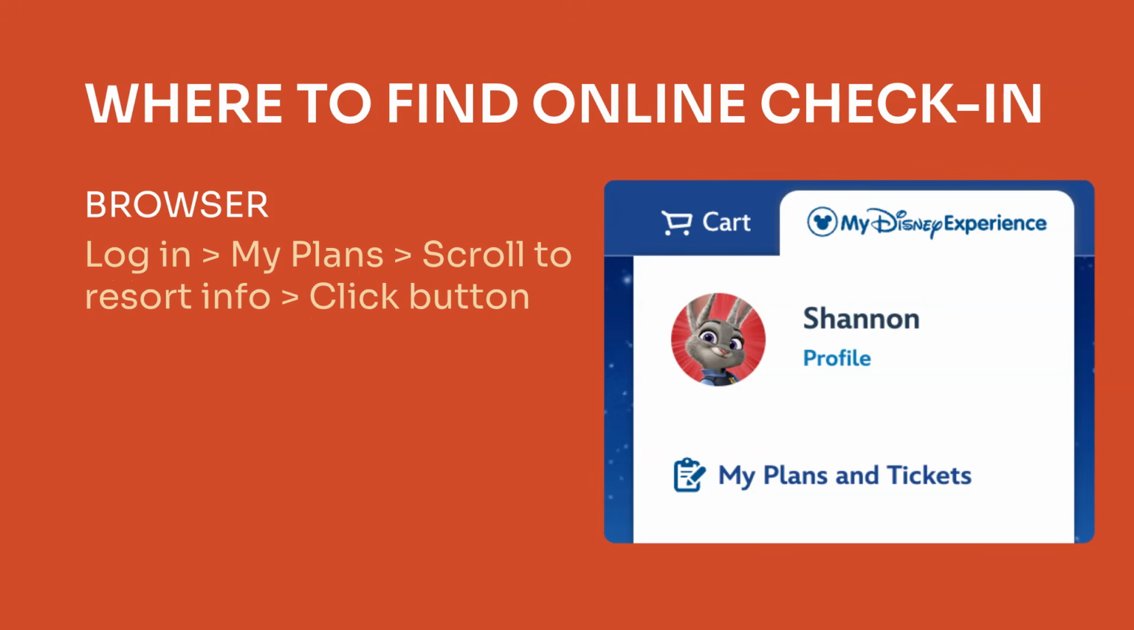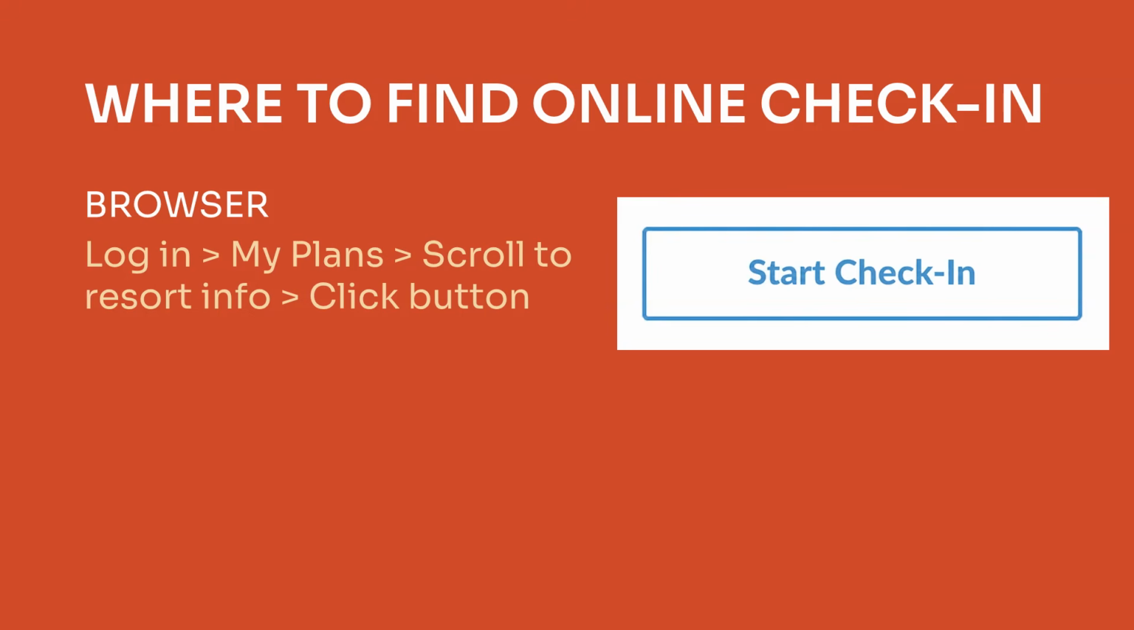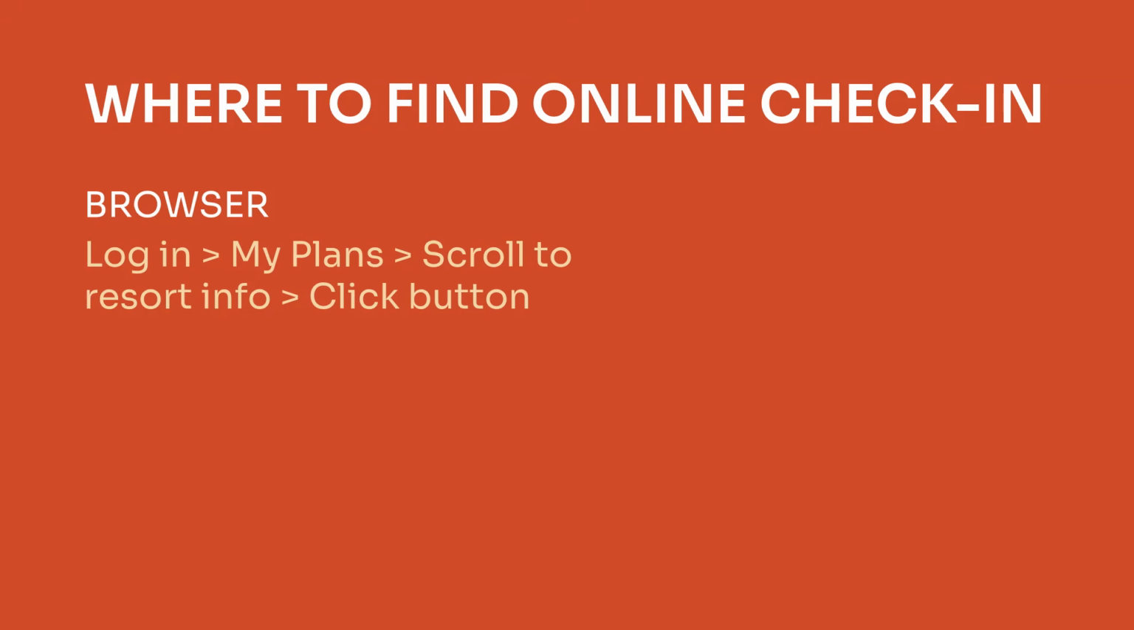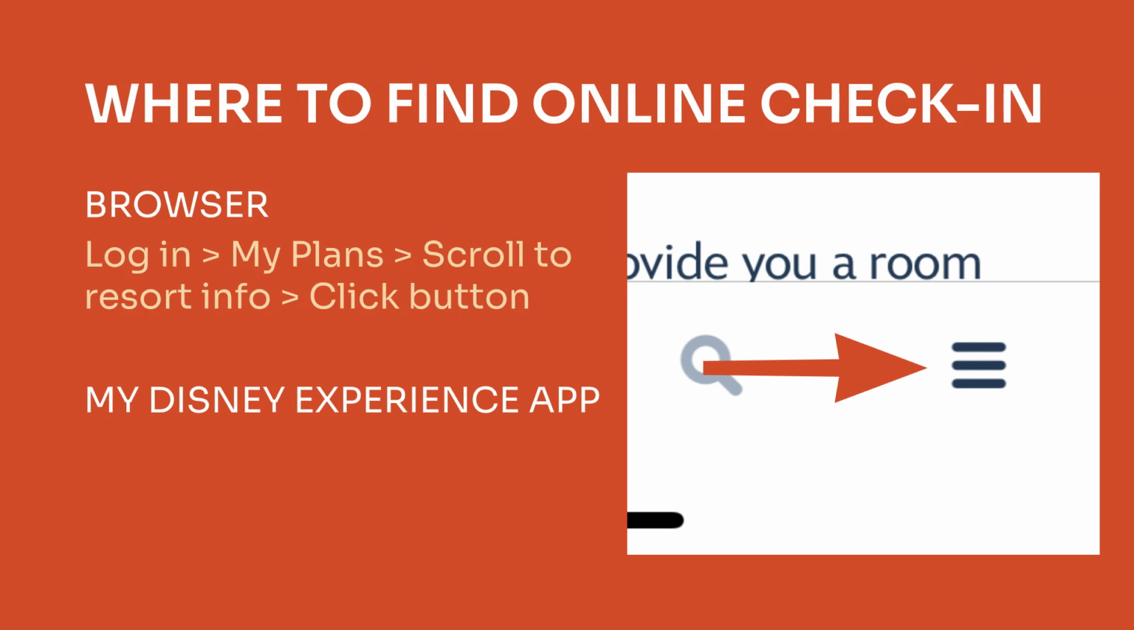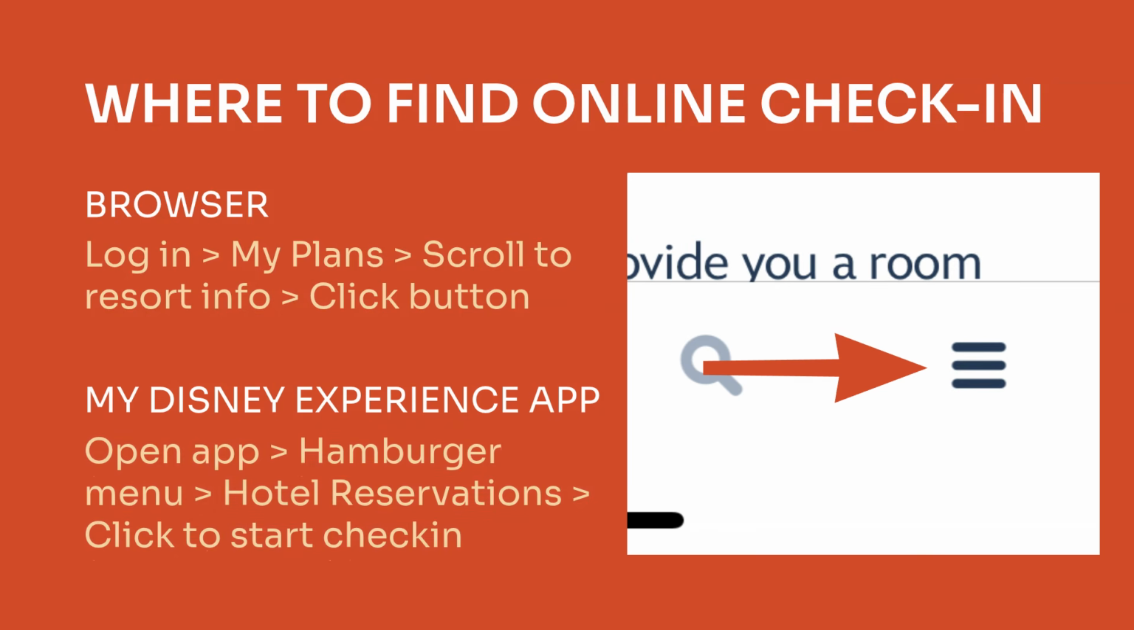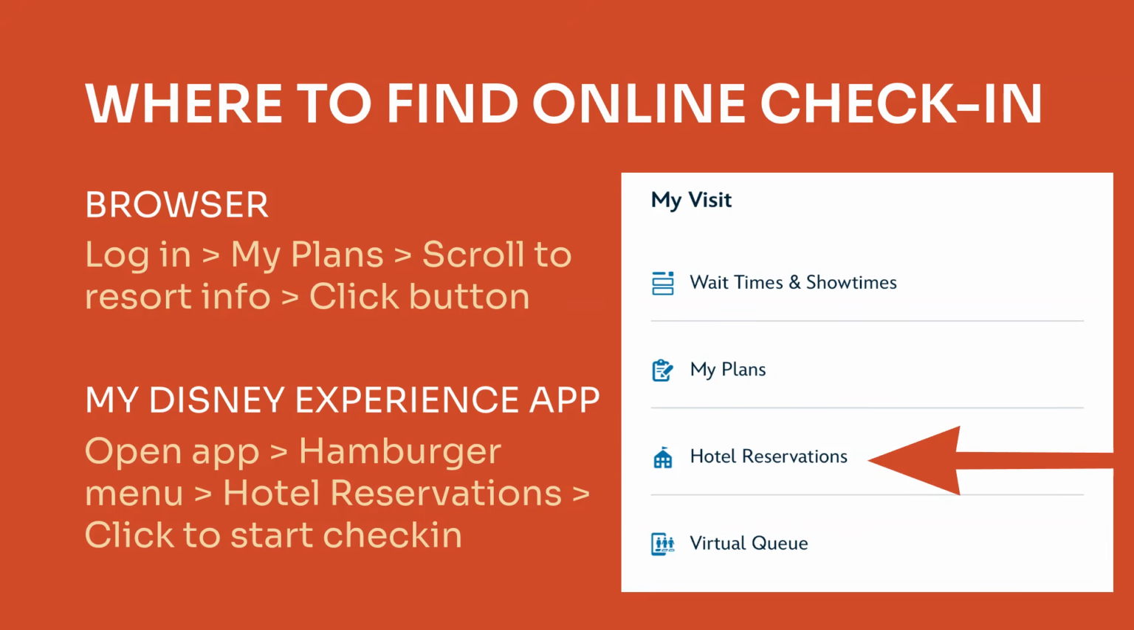If you're not sure where to find the online check-in process, if you're within a browser, log into your My Disney Experience account, click on My Plans, and scroll down to where your resort is, and there will be a button to start your check-in process. If you are on your phone, then open the My Disney Experience app. In the lower right, click the hamburger menu, click hotel reservations, and you can start the check-in process from there.